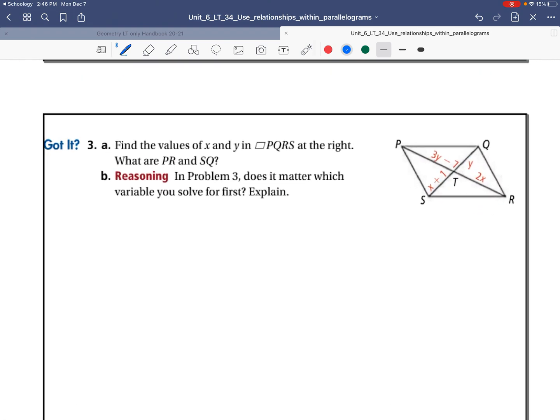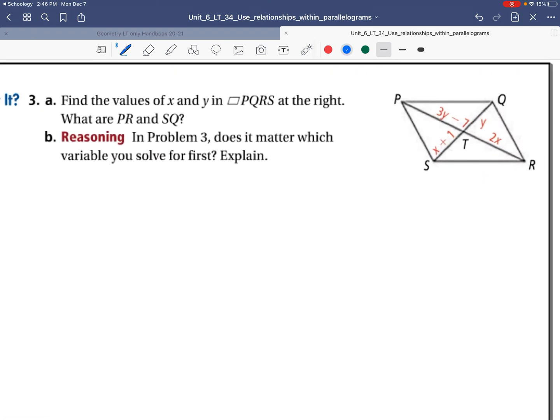But we're going to go to this slide. Find the values of x and y in parallelogram at the right. What are PR and SQ? What I would like you to do now is pause the movie, try this on your own, press play, and I'll just give you the answers so that you can check yourself. So pause the movie, try this, and then press play when you finish.